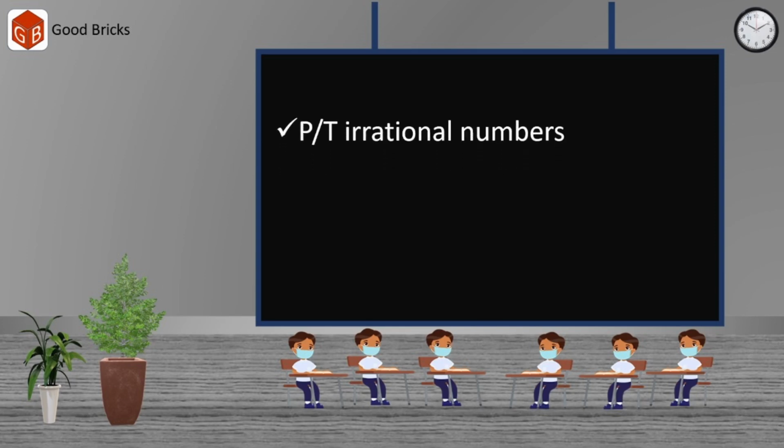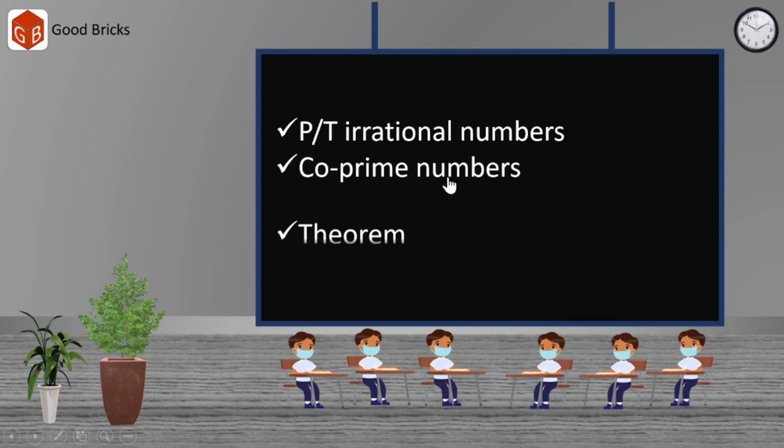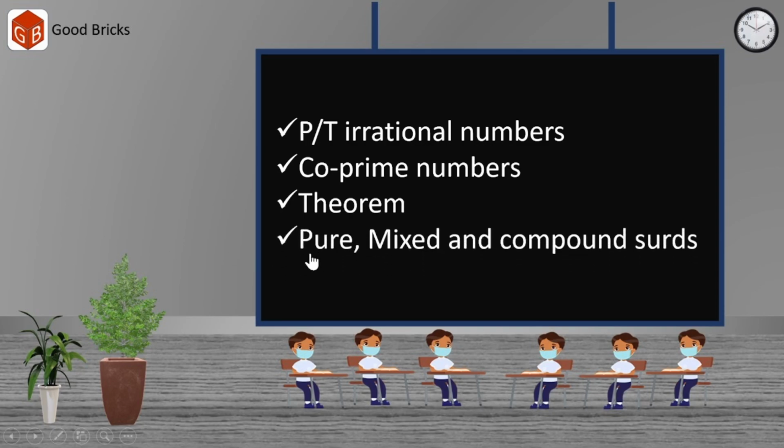In exercise 1.2, you are going to prove the given numbers as irrational numbers. To prove that, we should have the knowledge of co-prime numbers. You also need a theorem, and that is what we are going to discuss in this video. Next, you should also know a little bit about pure, mixed and compound surds. Actually, this knowledge will be introduced in your class 11th or 12th, but a little bit of basic idea is required to solve the problems in this exercise.